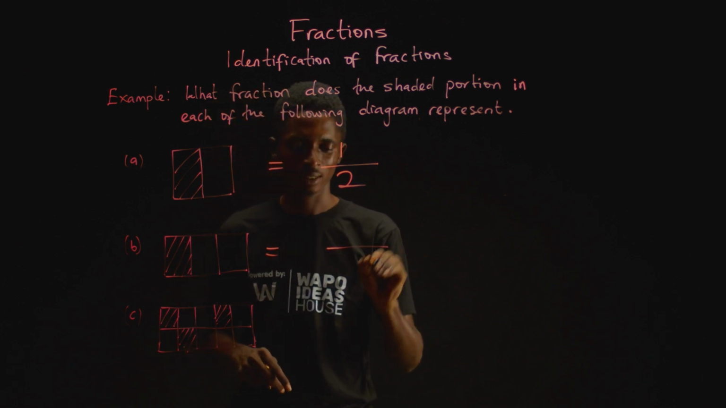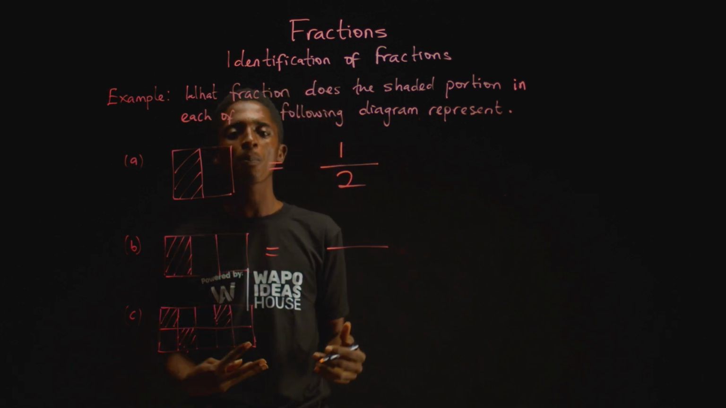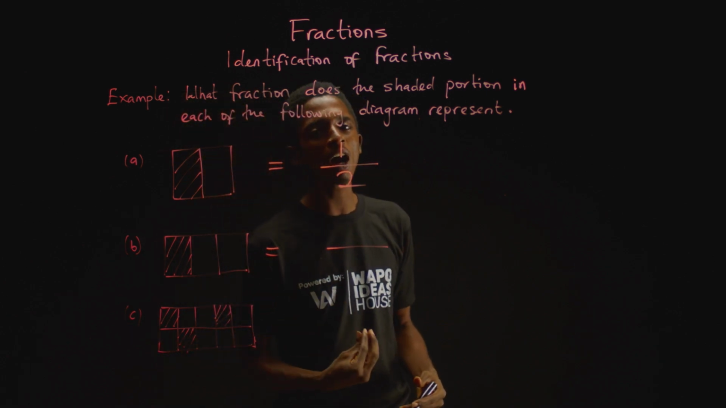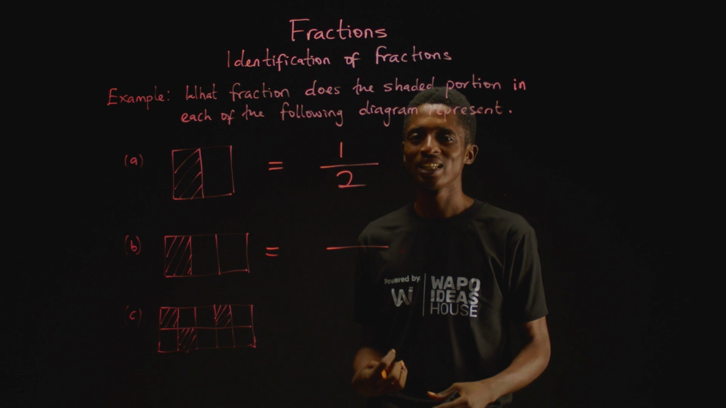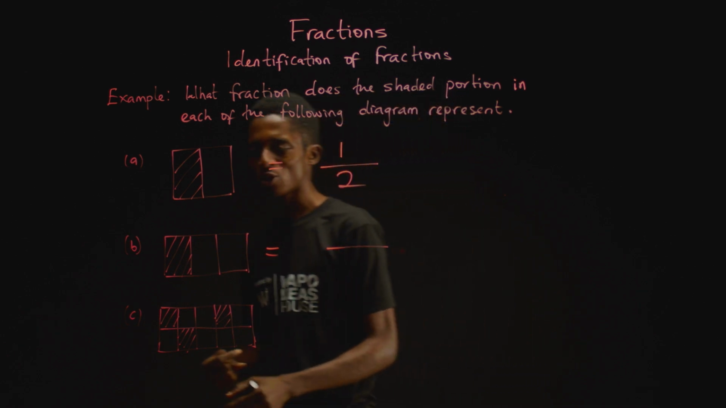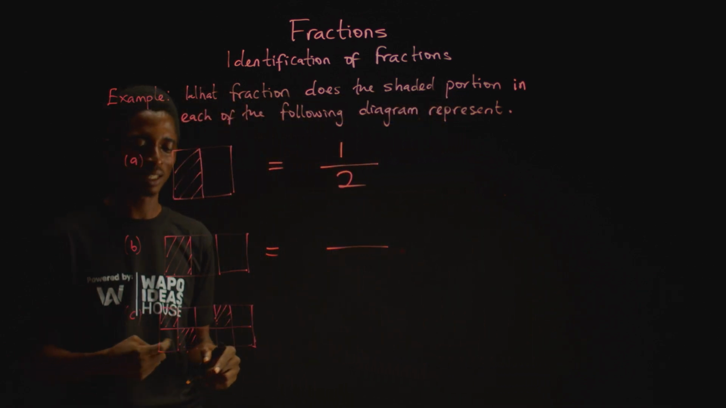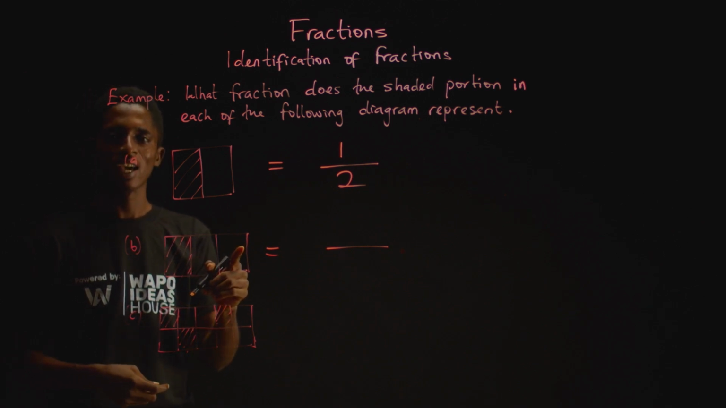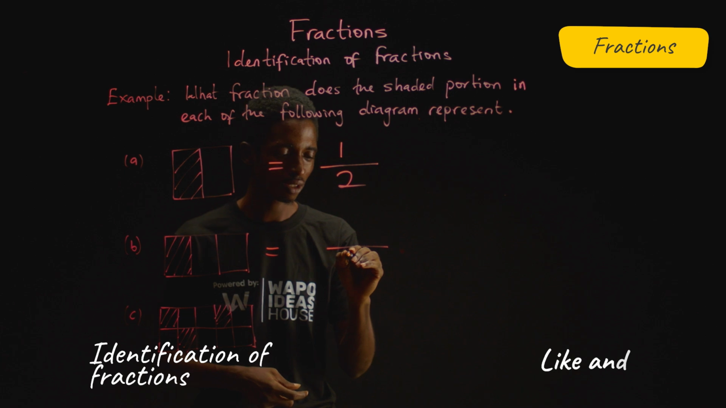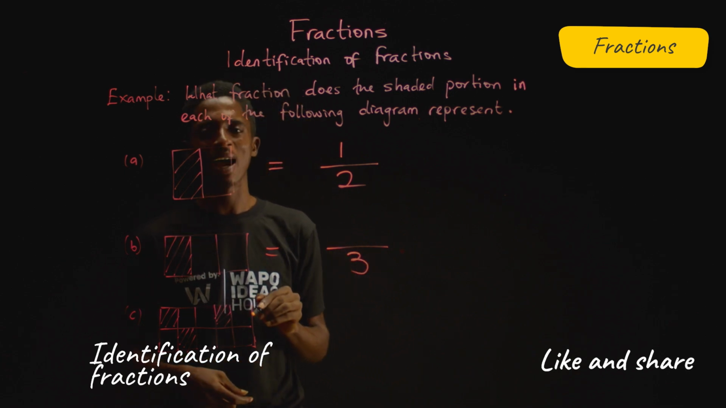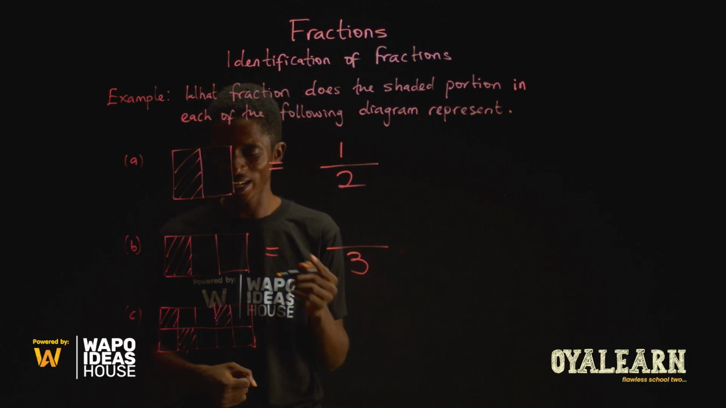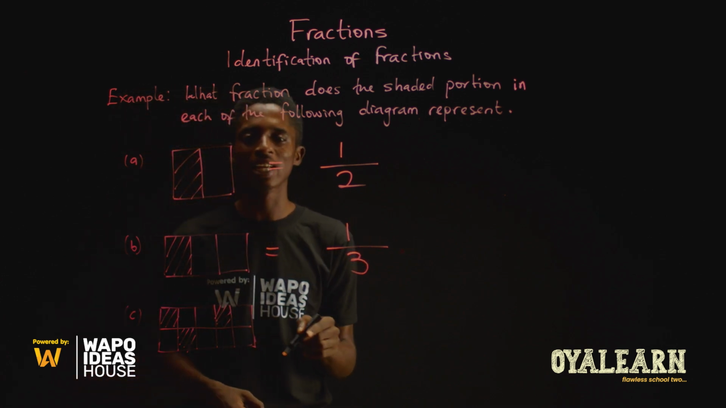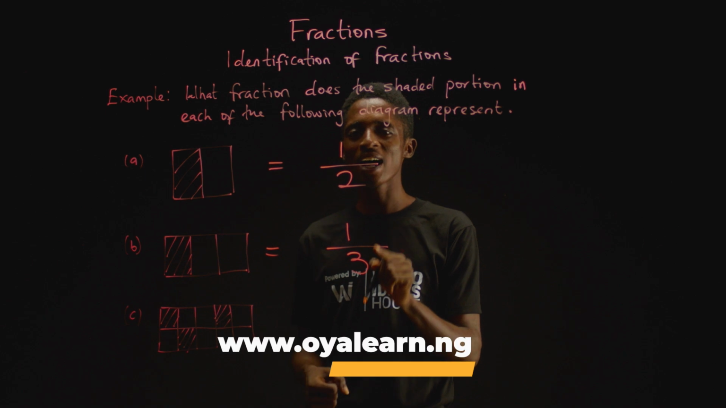Now to the second. Remember, the number of equal parts it is divided into becomes your denominator, and the number of equal parts that is shaded is your numerator. So how many parts is this divided into? Let's count. 1, 2, 3. And we write that as our denominator. We have 3 equal parts. How many are shaded? Just 1. So this represents 1/3.